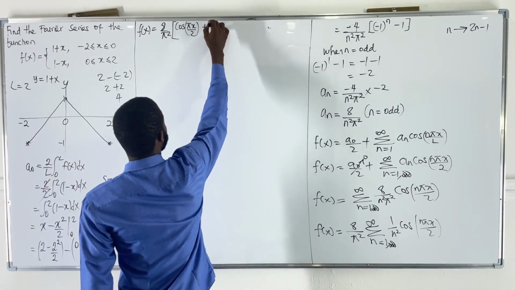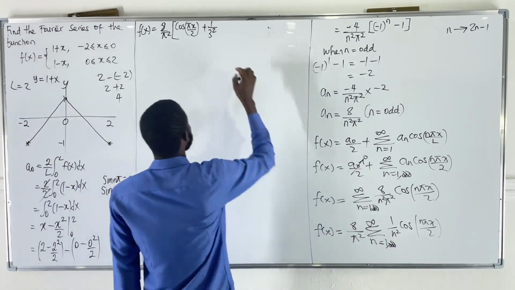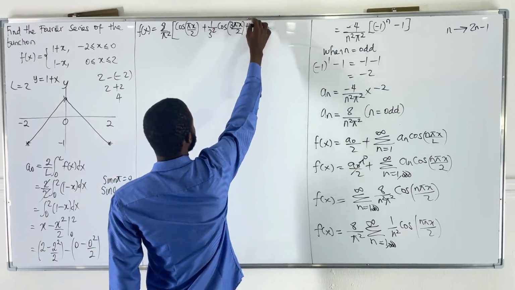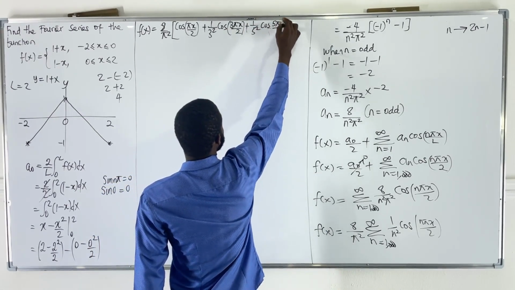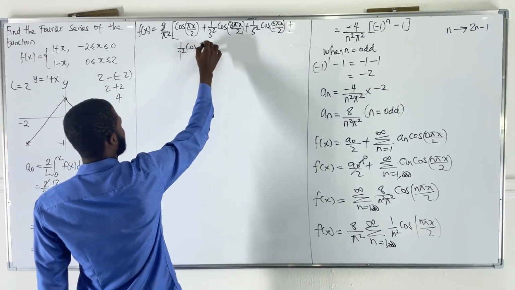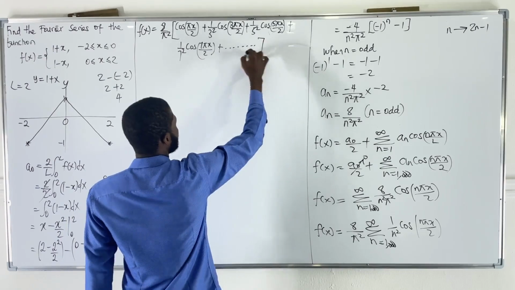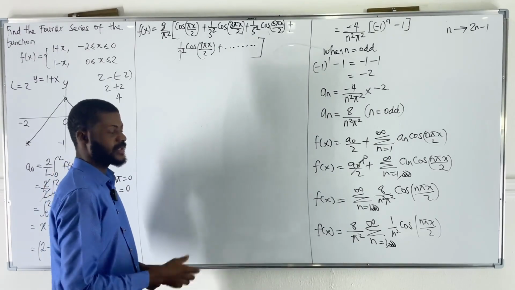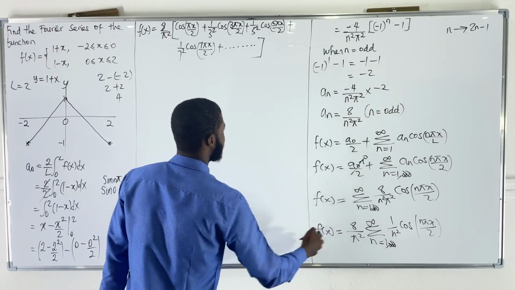Then plus 1 over 3 squared, because the next odd value will be 3. So 1 over 3 squared cos 3 pi x over 2, plus 1 over 5 squared cos 5 pi x over 2, plus 1 over 7 squared cos 7 pi x over 2. So you will notice that there's a pattern to it, so you do not always need to be looking at this every time. So what if you're asked to put your answer in terms of n? Because this will be the right representation if it's in terms of n.